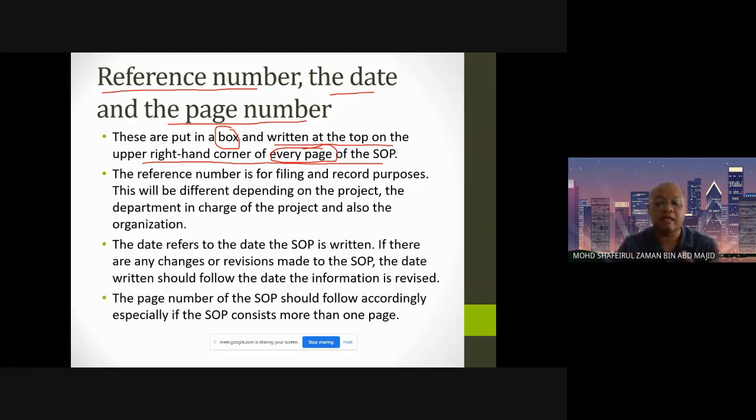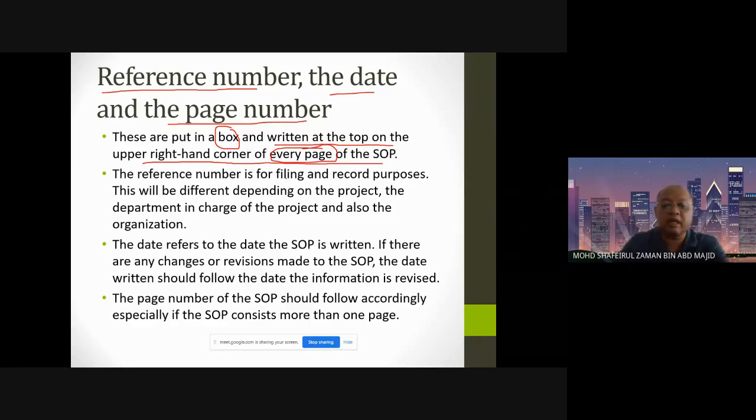For the assessment, you are going to write between 5 to 7 pages of the SOP. Let's say you have 5 pages. Please make sure that you have all the information on the reference number, the date, and the page number again, in a box on each page up until page number 5 if you have 5 pages. So what is it about the reference number?